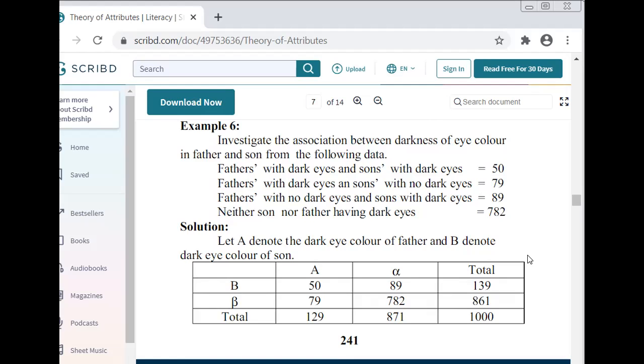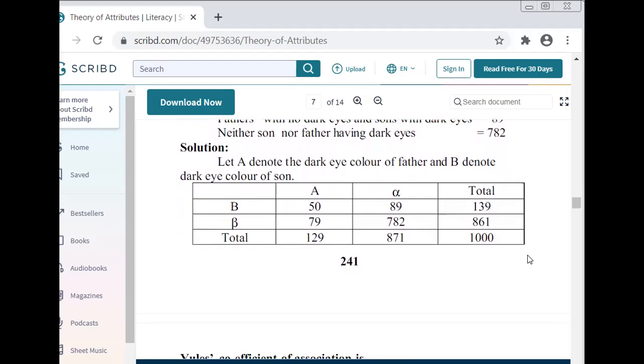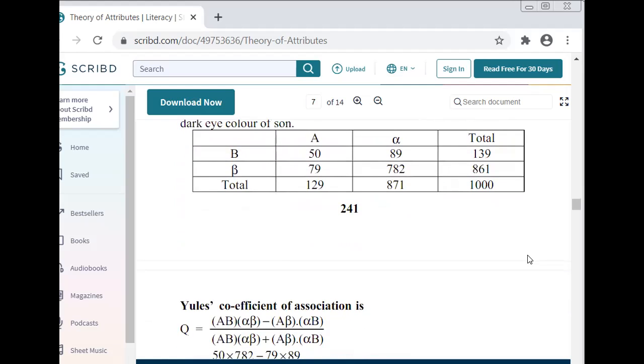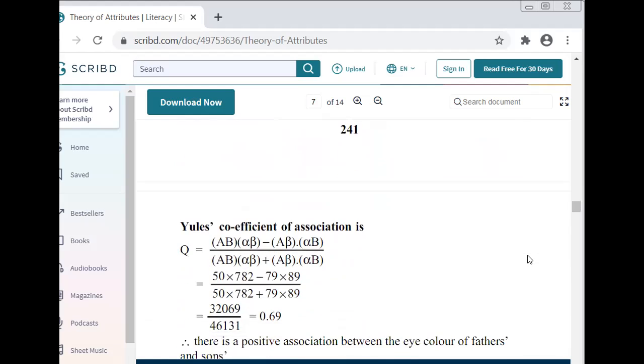Now with the help of these four values, I have to find the corresponding frequency values. 50 plus 79 equals 129, that is the frequency of A. Then 89 plus 782 is 871. Then 50 plus 89 is 139, and 79 plus 782 is 861. Then the row total and column total is 1000. Now all these values you have to substitute in the formula.